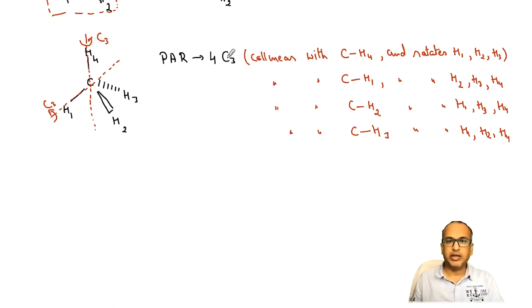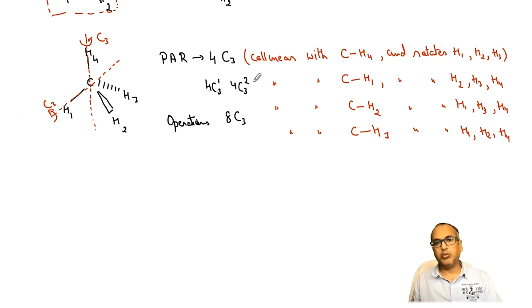Now each C3 will give rise to C3 and C3 square operations. We have seen that in the case of ammonia. So if we list down the operations due to C3, there will be 8 C3 operations, because for each axis there will be 4 C3 operations and 4 C3 square operations. Remember that the C3 cube operation will be equal to identity, so that will not be counted. So you will have 4 C3 elements and 8 C3 operations.